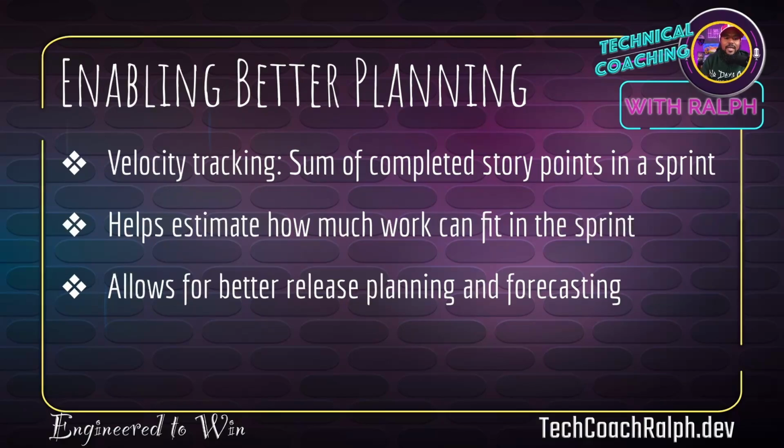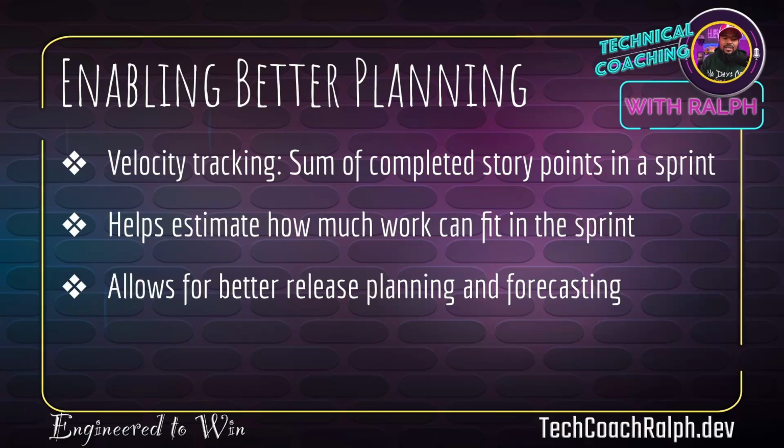So enabling better planning. How does the Fibonacci sequence enable better planning, right? Velocity tracking: the sum of completed story points in a sprint. All the points that were pointed via the Fibonacci sequence are added together to see how much you actually got done versus how much you didn't. So it's going to help estimate, like we spoke about last week, how much work can fit into the sprint based on your past however many sprints. It's going to calculate your average velocity, and then set what you should be committing to for your next sprint.